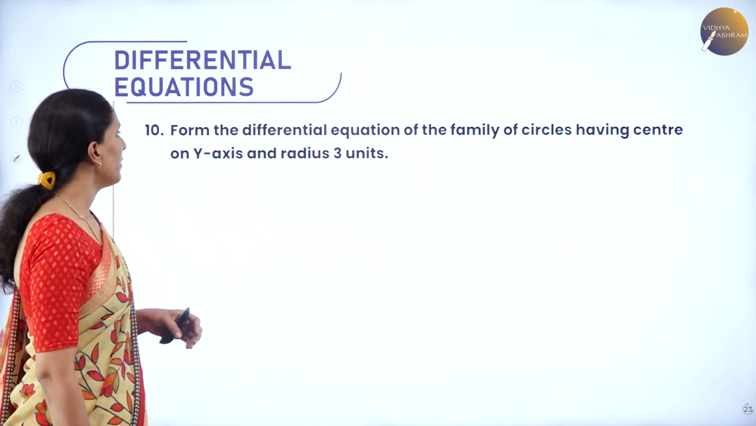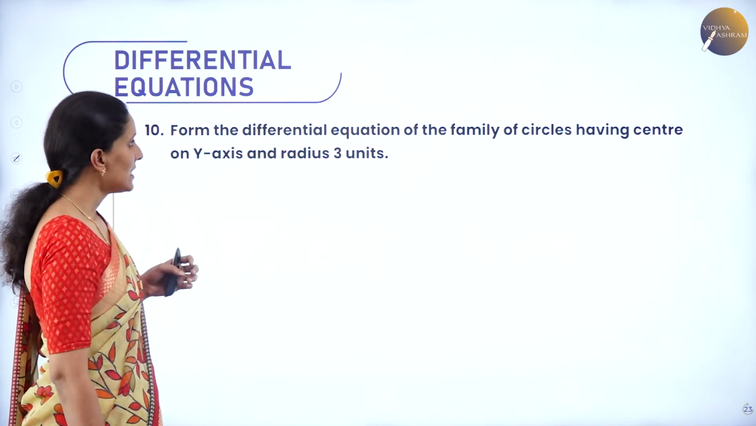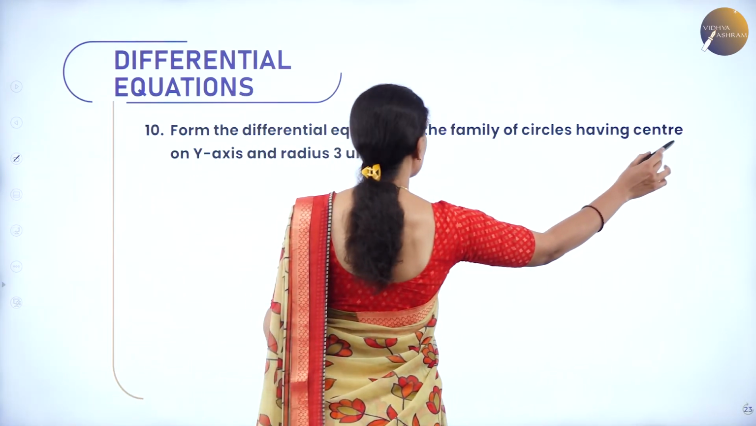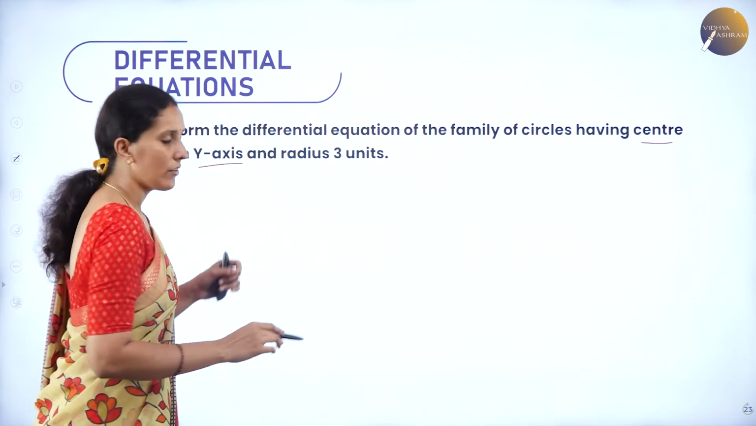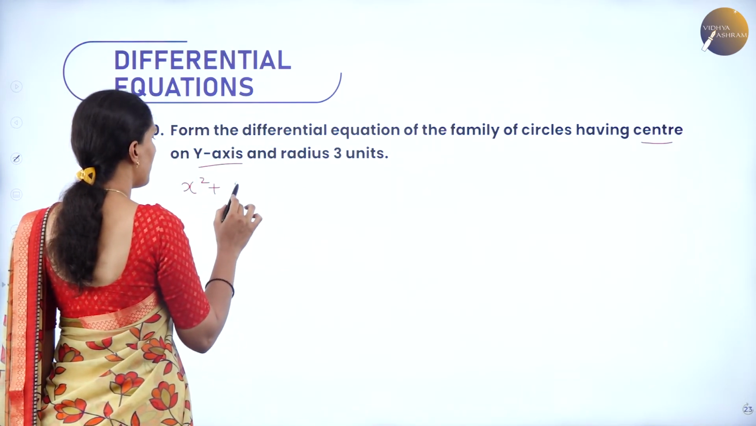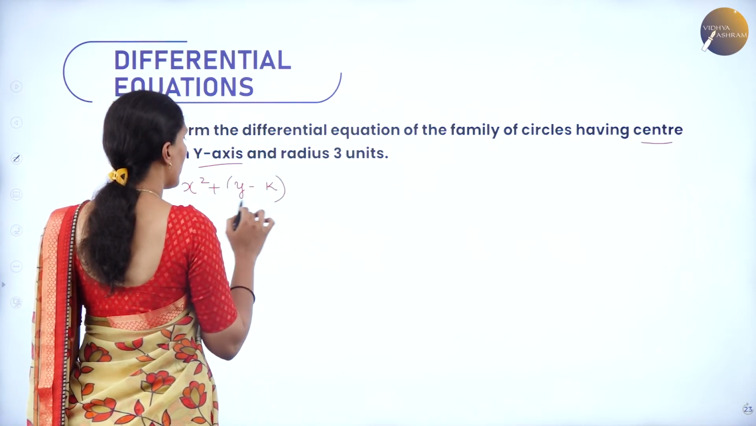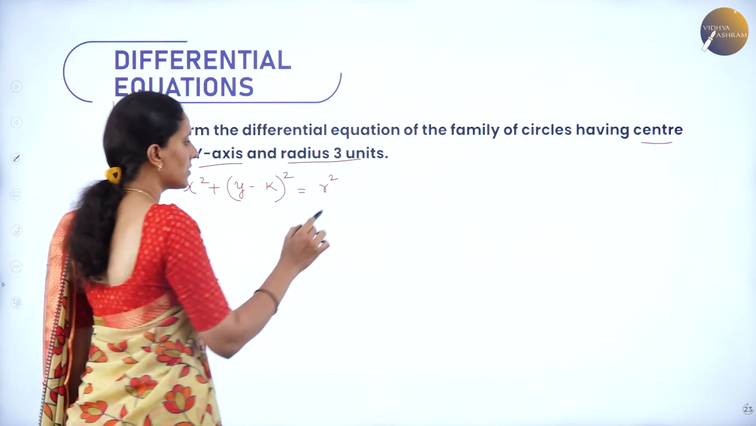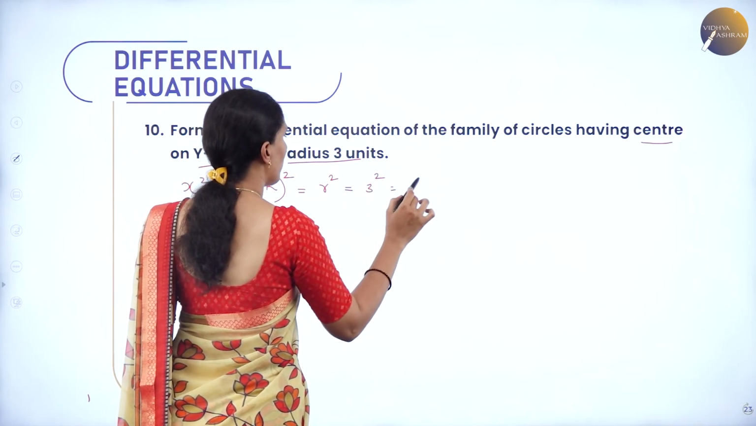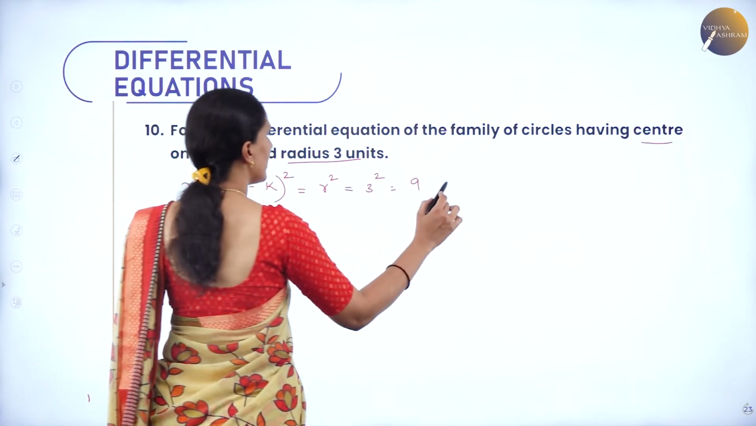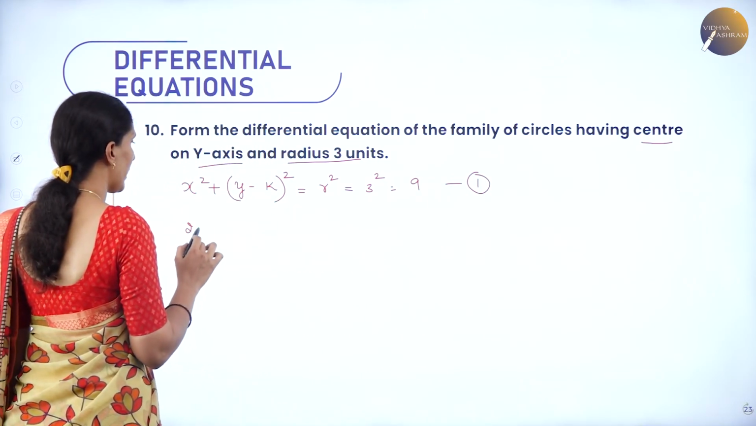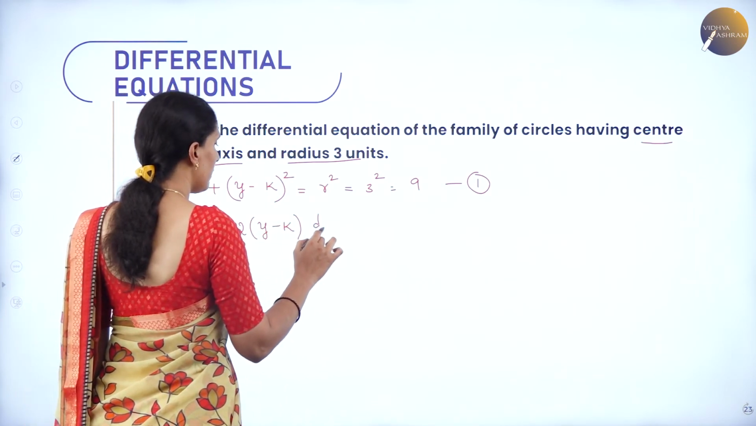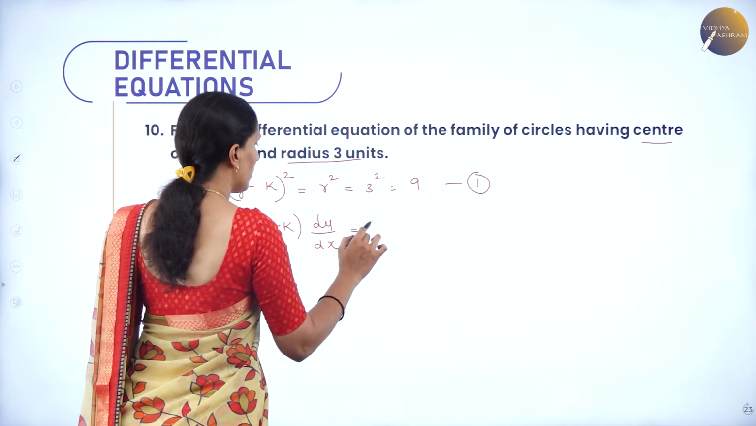Next question. Form the differential equation of the family of circles having center on the y-axis and radius 3 units. So, if the center is on y-axis, then the general equation can be written as x square plus y minus k whole square is equal to r square. So, the radius is given as 3 here, so it becomes 3 square which is equal to 9. Now, differentiating this equation, we get 2x plus 2 into y minus k dy by dx is equal to 0.